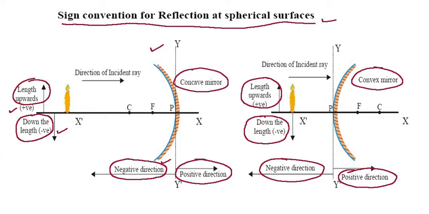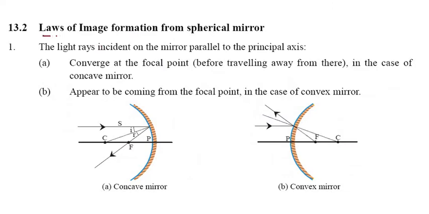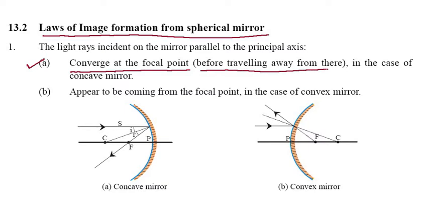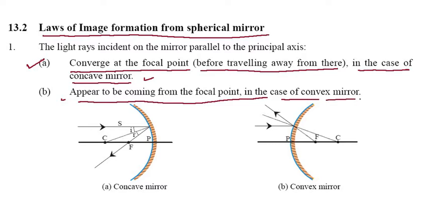Let us see the laws of image formation for spherical mirrors. So the first law you can see here. The rays converge at the focal point before traveling away from there, in the case of a concave mirror, and the second one appears to be coming from the focal point in the case of a convex mirror.